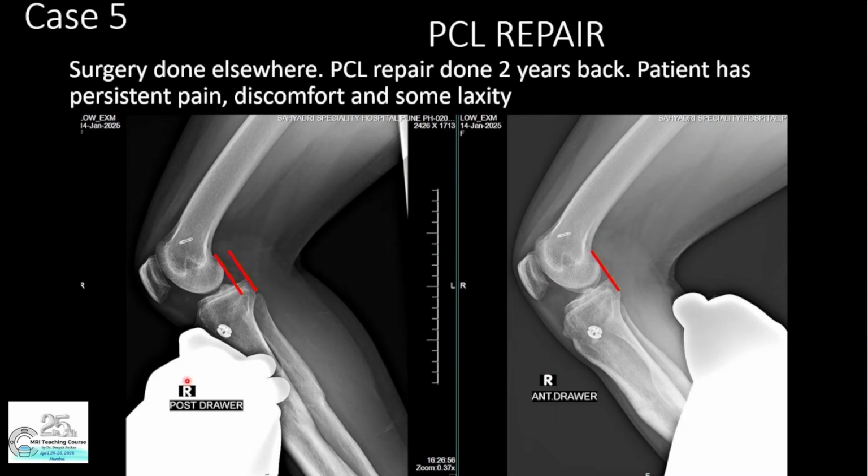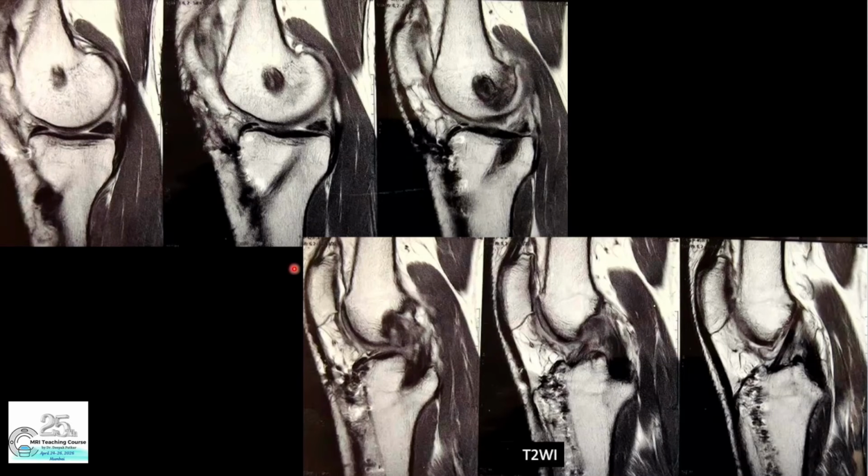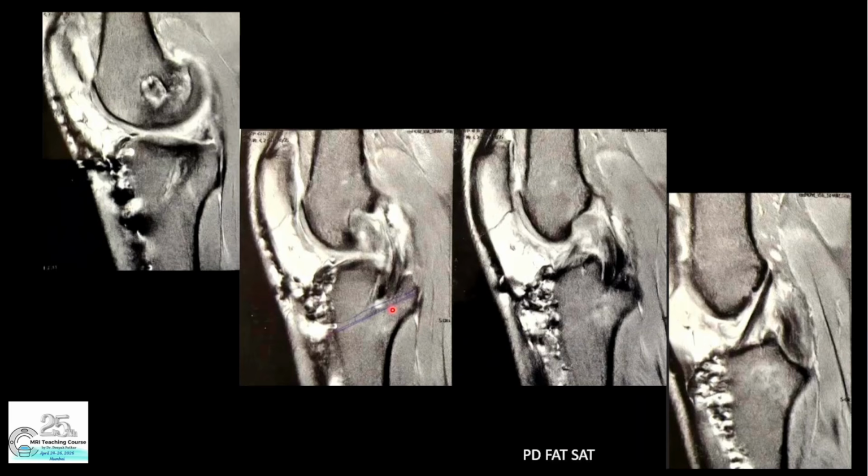Now, in posterior drawer, we can see significant posterior translation of the tibia with respect to the femur, indicating that there is PCL laxity. And these are the MR images. So the femoral tunnel is okay. The graft is looking hyperintense. Obviously, it has failed. But look at the position of the tibial tunnel for the PCL. Once again, PD FATSAT images. Look at the position of the tibial tunnel.